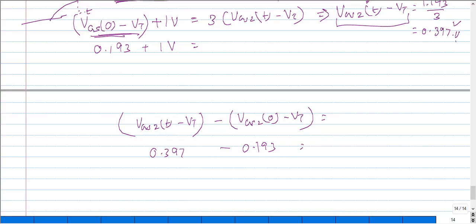And how will I map this one? I can cancel out the common terms that we have here. So I have source common and VT common, and here again the same terms. When these terms get cancelled, what these differences actually give us is nothing but VG2 at time t minus VG2 at time equal to 0 here, which is nothing but our Vx of t minus Vx of 0.